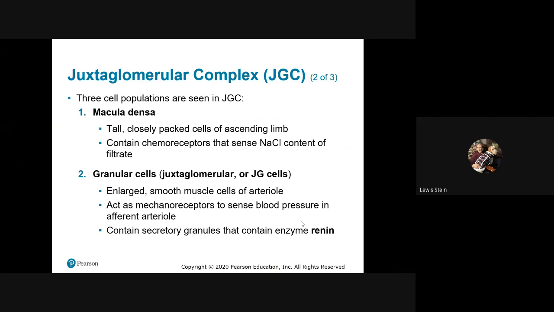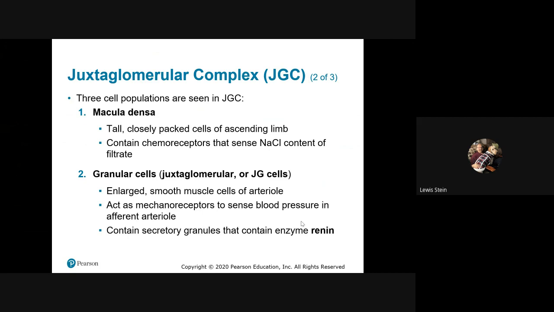They have an area in the ascending limb, typically of the tubule, which is part of this juxtaglomerular complex, called the macula densa. This is an area where you have chemoreceptors for salt. Then you have granular cells in the arteriole itself. These are smooth muscle cells, and they have the enzyme renin. Their mechanical receptors respond to pressure change. And this is really how blood pressure is controlled by the kidney itself.